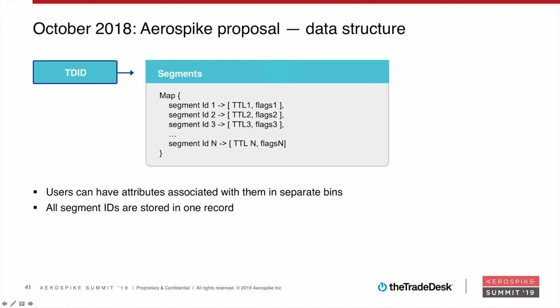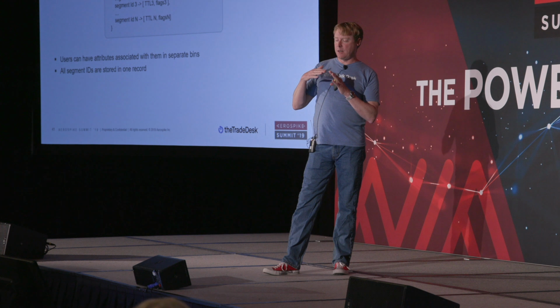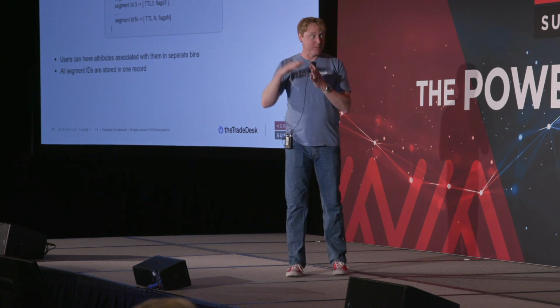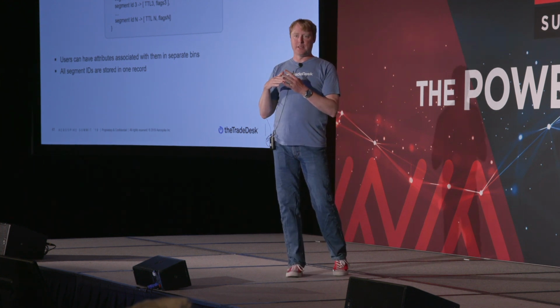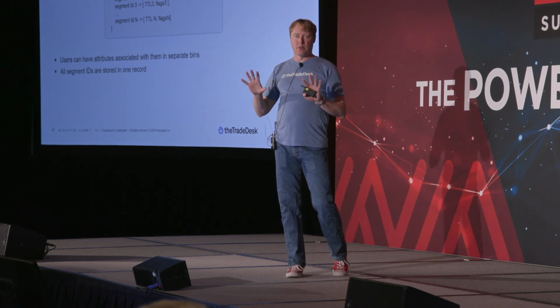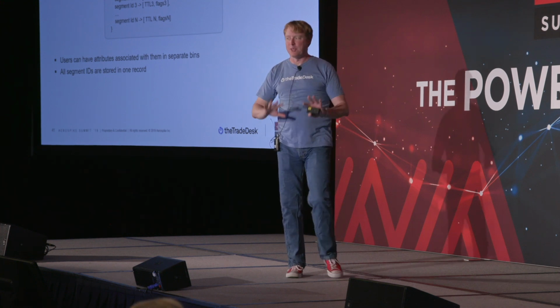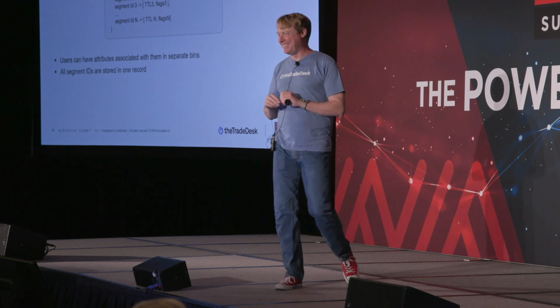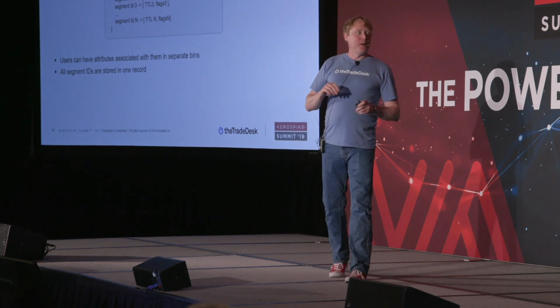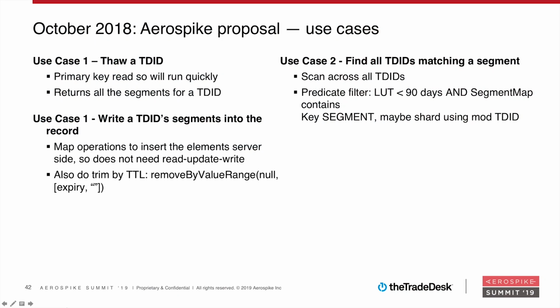Basically, if we use the map to do that, the users can have all the attributes associated, or we can have other attributes on top of these associated with them in other bins, and then light bulbs started going off in our heads about some other things that we wanted to do. All these segment IDs are on one record. There's no compaction, or there's compaction, but there's Aerospike compaction, which is not nearly as brutal, right? So let's go through and kind of see what we could do.